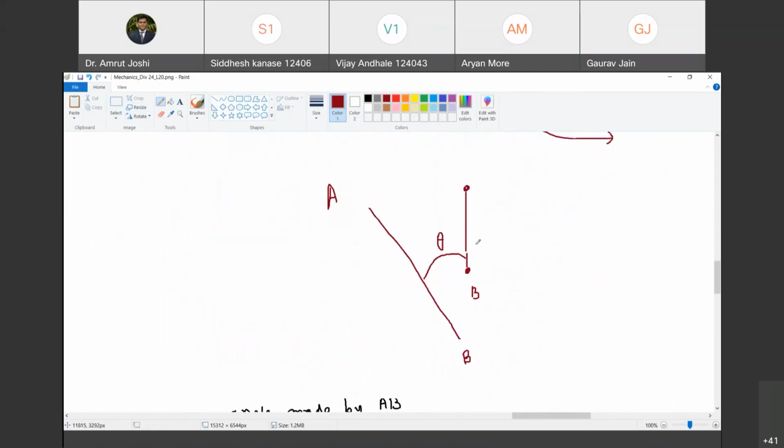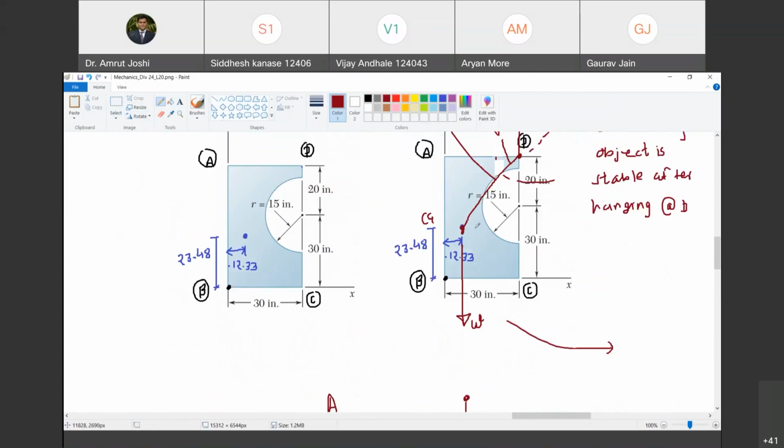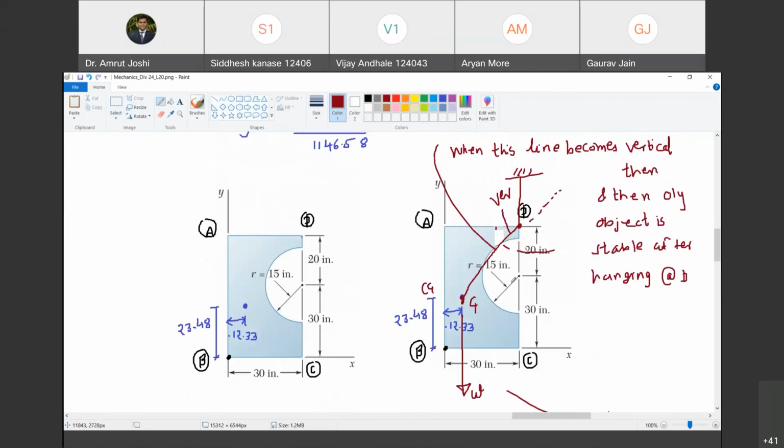What is theta? Theta is nothing but the angle made by line, what I am going to call G, so the angle made by line DG with reference to AB. This is theta. Do you agree? Yes, sir. Question: can you find out this theta? Can you find out this theta? Easily. How will you find it? So let us complete this right angle triangle. You have to find out this angle theta.